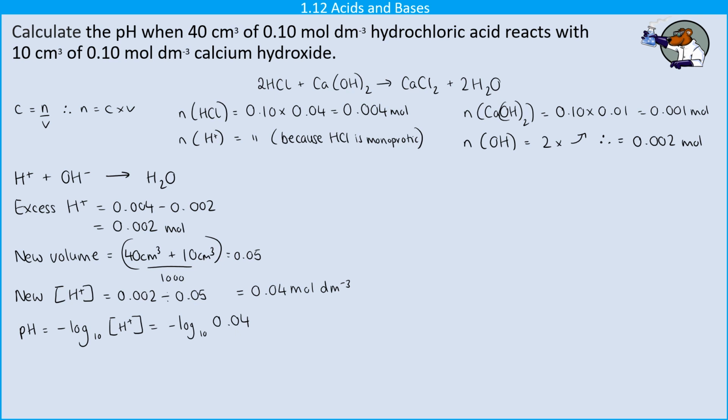Now that is what I'm then going to use to work out my pH. pH, you hopefully know, is negative log base 10 of your hydrogen ion concentration, which here is 1.3979400 and so on. But of course, we know that pH must always be recorded, at least in A-level exams, to 2 decimal places. So here I'm going to record this as 1.40, and that is my final answer.